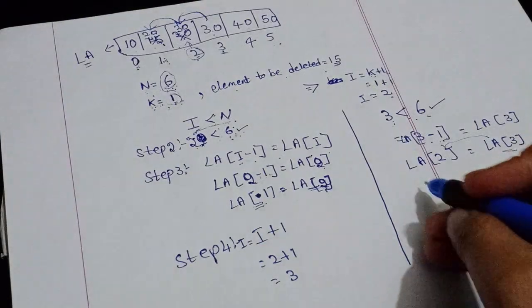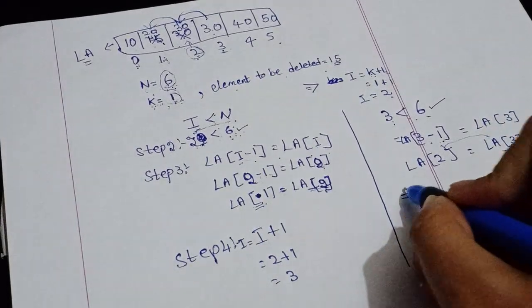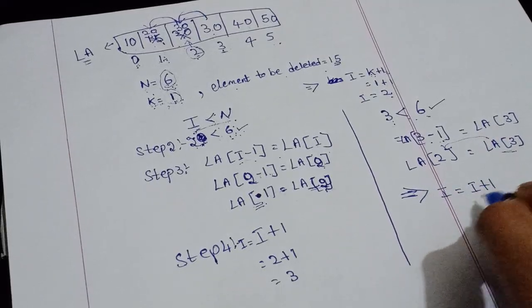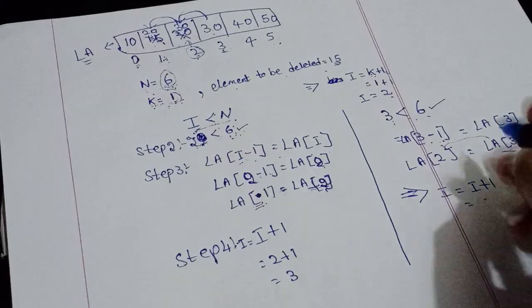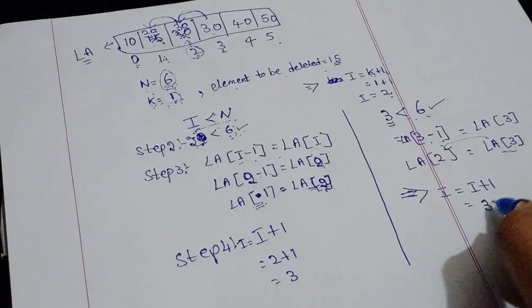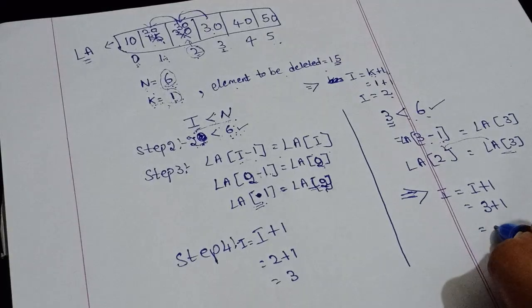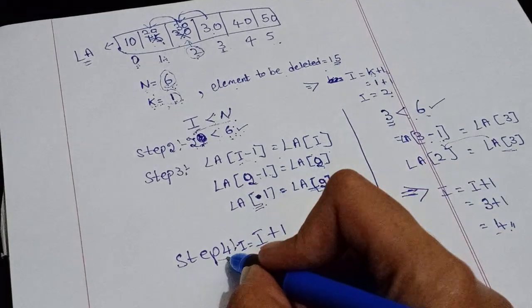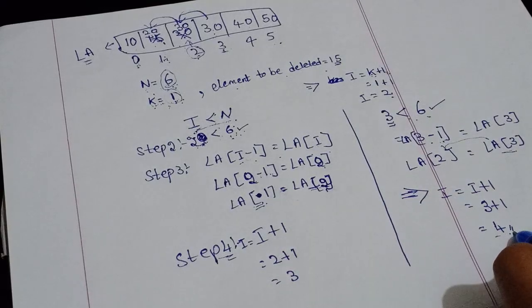So we'll see what it is. I is equal to I plus 1. So what is the I value? The new value for I is 3. Now we got 3. 3 plus 1 is how much? 4. So now the I value has been incremented with the help of step 4.